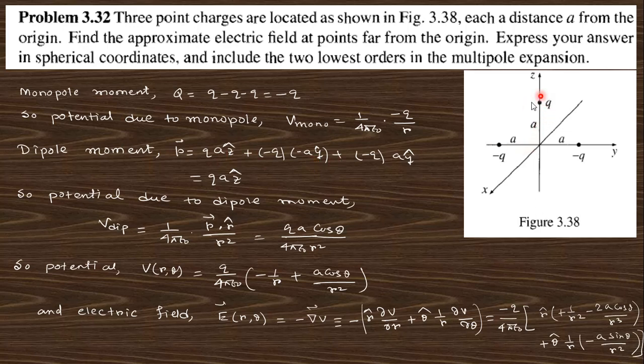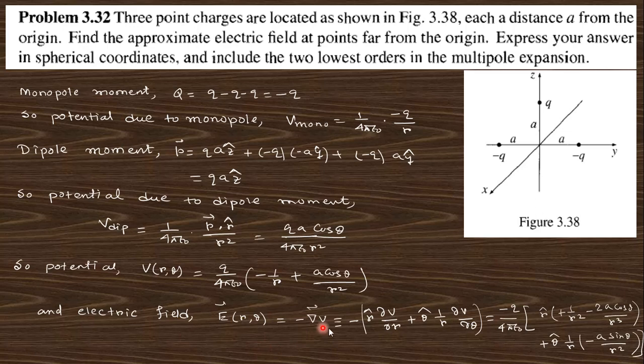And the dipole moment you can see here: this q is at a z cap, this minus q is at minus a y cap, and this other minus q is at a y cap. So finally you get q a z cap. So the potential due to the dipole moment equals like that. So the total potential will be the summation of these two.